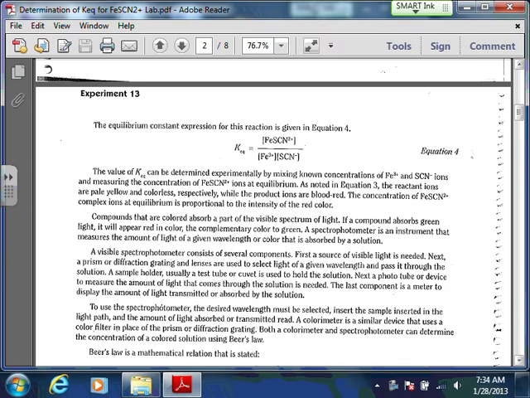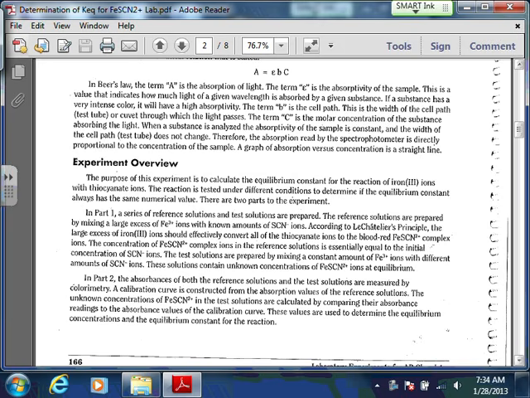And then there's a little bit of explanation here. I think it's a little bit further down. That sort of explains what's happening here. This is going to be a little bit confusing probably as we do it. But the idea here is what we're doing first is we're starting with a series of reference solutions. And so the reference solution, so there's actually two different parts here. Really, it says part one, the reference solutions and the test solutions are prepared, and then in part two, the absorbances are measured.